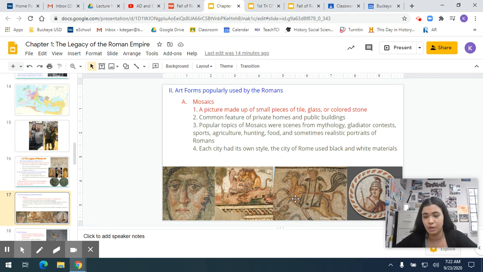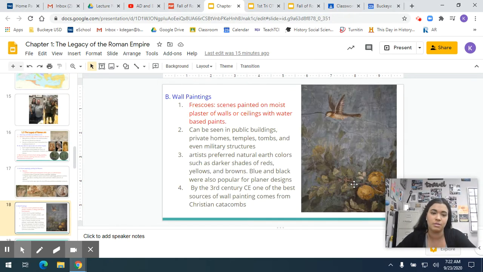So you can see that here. We have someone riding a horse, probably off into battle. We have some hunting here, and then we have some people. And each city had its own style. The city of Rome used a lot of black and white materials, where other places might have done different things. You can tell here too, this is a mosaic of a Roman soldier. So lots of different art forms.